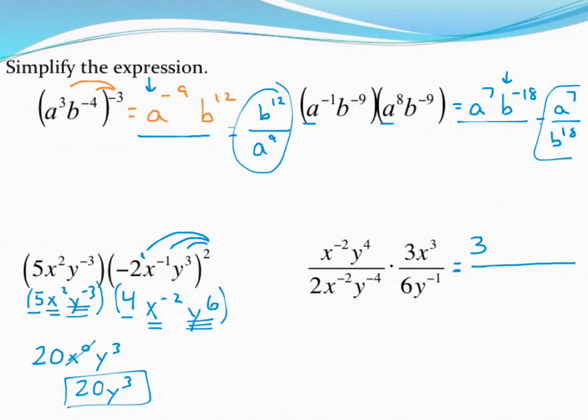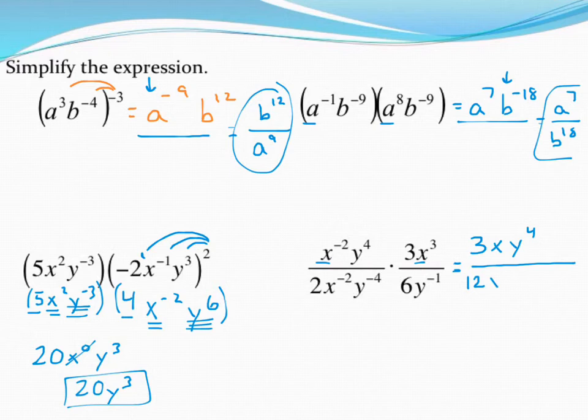So I'm going to put my coefficient in front. My x's are being multiplied together, so I'll add up those exponents since they have the same base. So x to the positive first power, and then y to the fourth would just remain the same. Along the bottom, multiply your coefficients first. So 2 times 6 gets you a 12 in front.